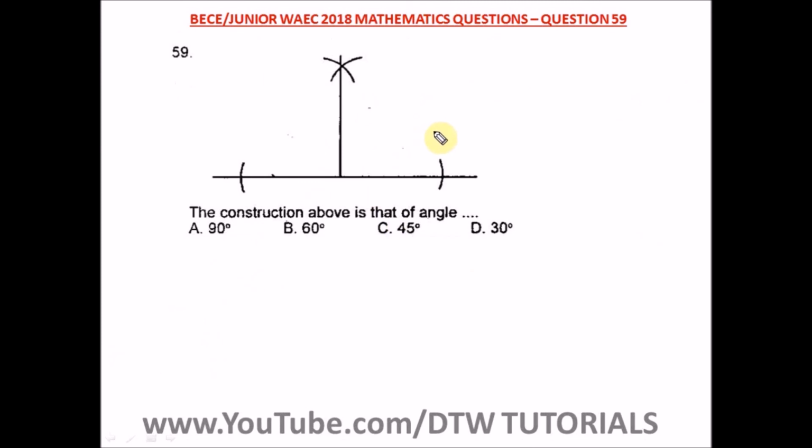Question 59 of the BECE Junior WAEC 2018 Mathematics Past Question, that's your OBJ question 59. It says the construction above is that of angle. This is quite simple. This is a straight line. This is that of angle 90 degrees. Our right option here is option A.